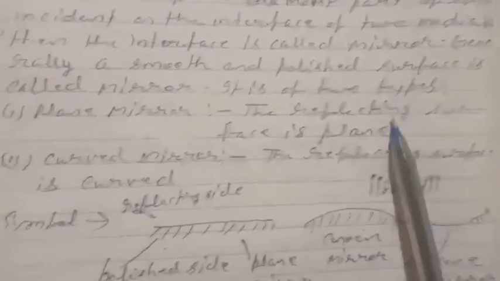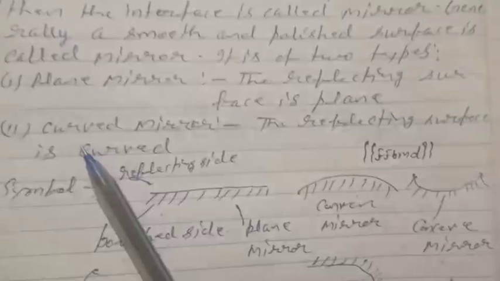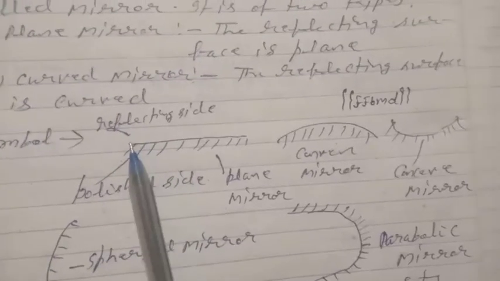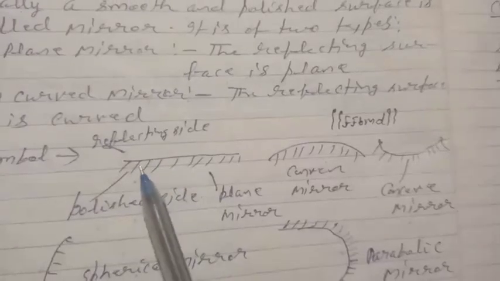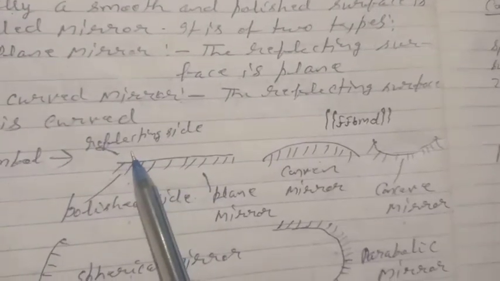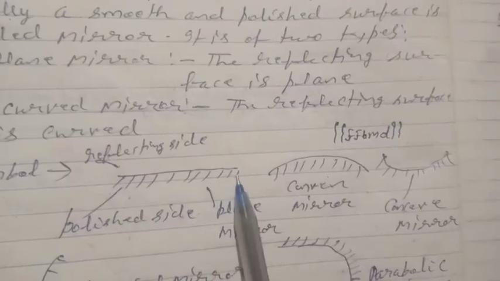It is of two types. Plane mirror: the reflecting surface is plane. Curved mirror: the reflecting surface is curved. Here you can see the symbol of a mirror. This represents a plane surface, and this side is the reflecting side, that is, light strikes this and gets reflected, and this side will be polished, represented by this line.